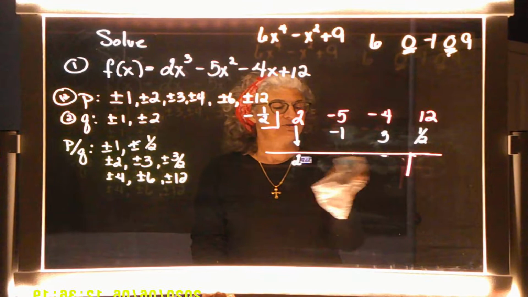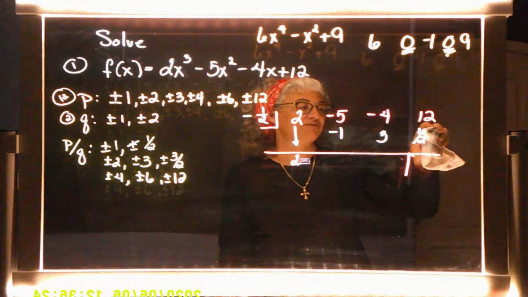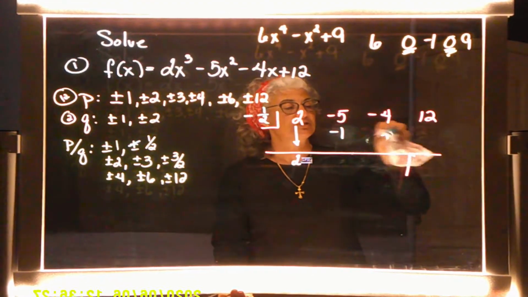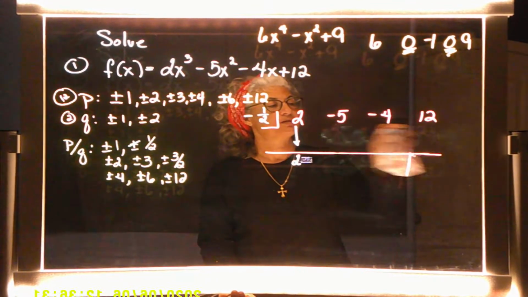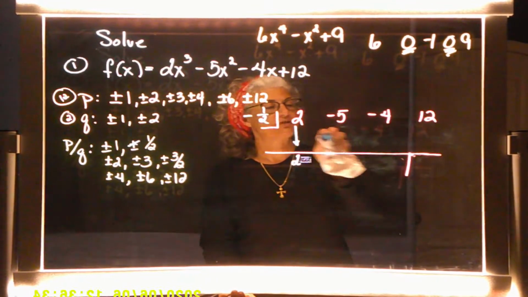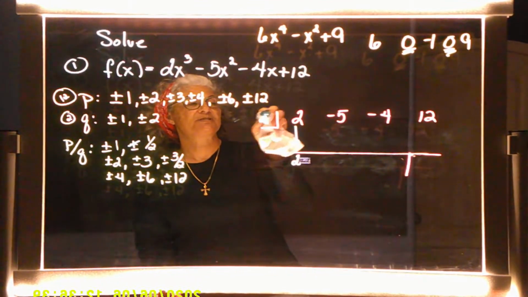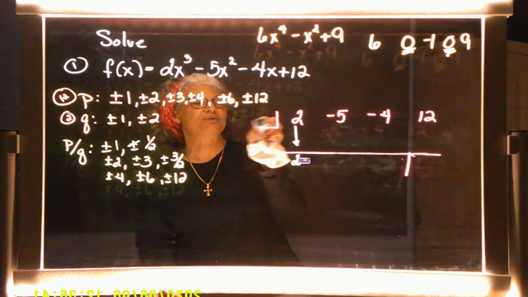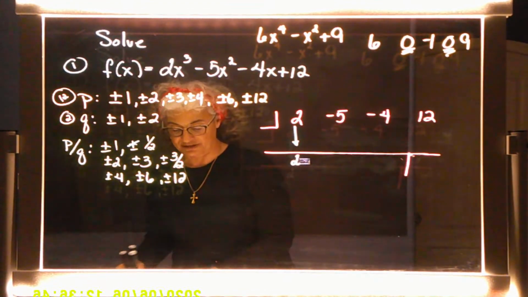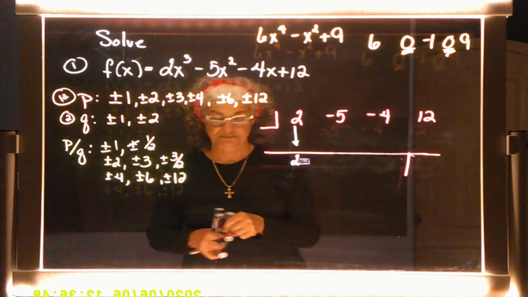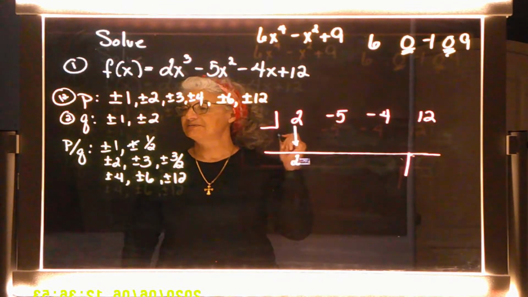So we need to try another number. What do you guys want to try? 1/2 didn't work. Negative 1/2 didn't work. Some of you are saying try 1. I hear some of you saying try 3. Some are still saying try 2. Well, here's the deal with this. This is almost a little bit of trial and error. So, let's try that 2.